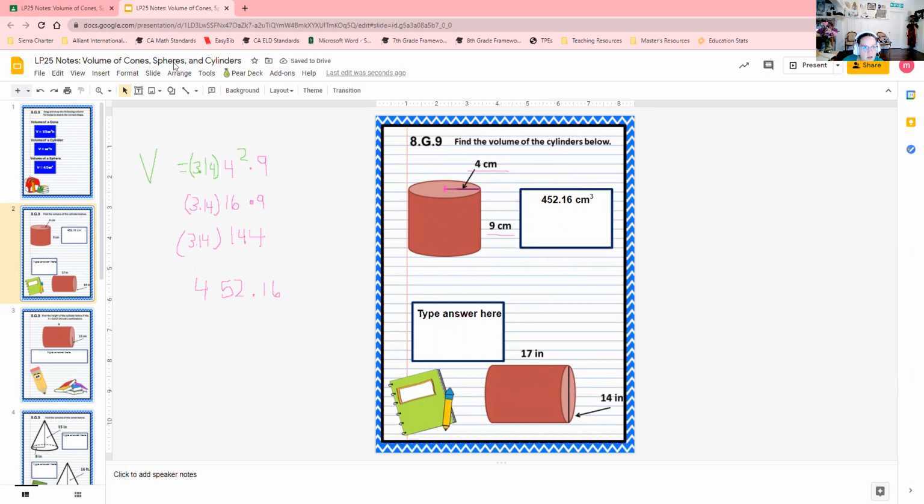Okay, take a moment. You're going to follow the same process. Plug in your height, plug in your radius, but be careful here. They say 14 is the diameter. So remember, to find a radius, you're going to have to cut that number in half. So if our diameter is 14, your radius is 7. Okay, go ahead and plug those into your formula and solve. Make sure you have inches cubed as your unit.